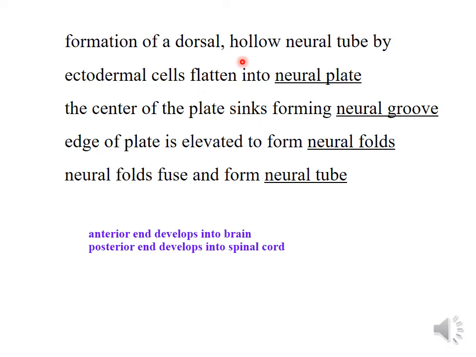Formation of a dorsal hollow neural tube by the ectodermal cells. They flatten into neural plate. Later on, the center of the plate sinks, forming the neural groove. The edges of the plate, as I mentioned before, will be elevated to form the neural folds. These folds fuse at the midline, forming the neural tube.